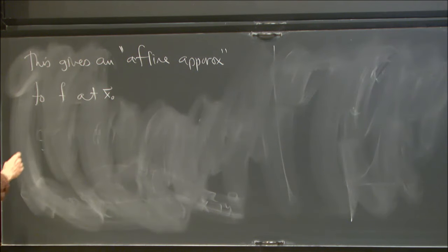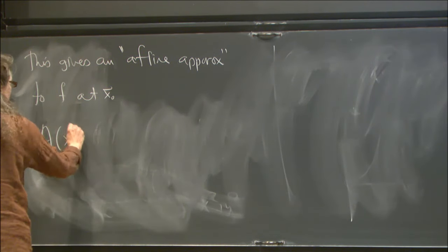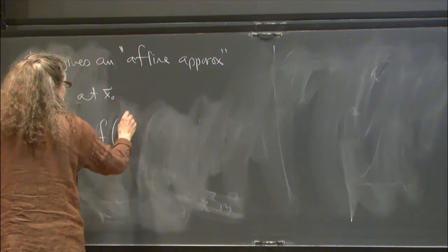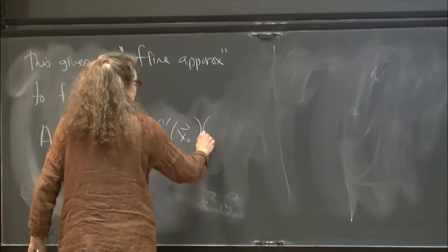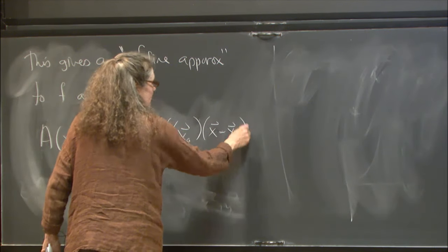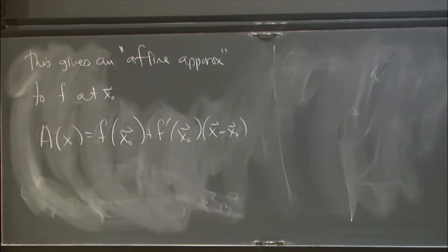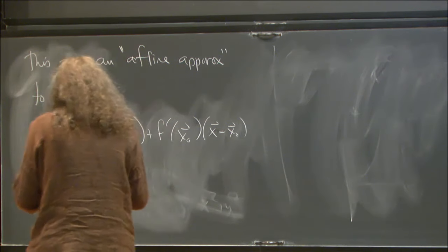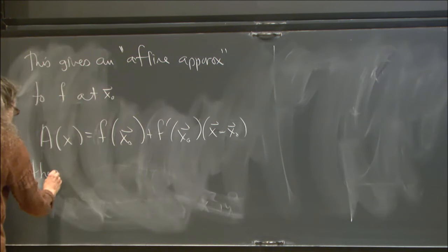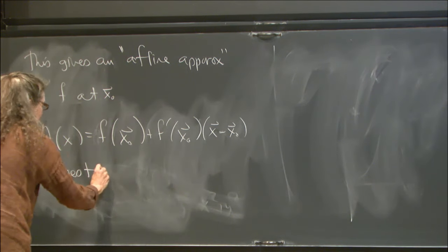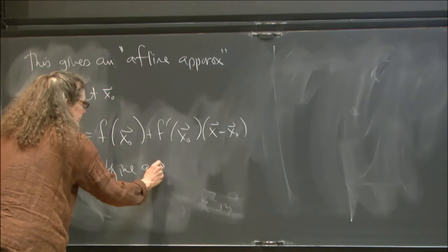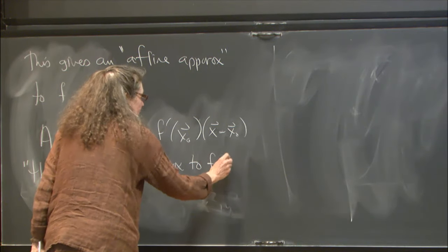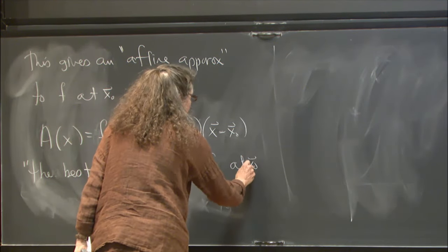And the affine approximation is this. It's A of x is equal to f of x naught plus f prime of x naught times x minus x naught. Does that look familiar? Right? It's got vector signs, but otherwise it's just the formula for the linear approximation to a function. It's the same thing, just with vectors made into it. And this is the best affine approximation to f at x naught in some sense.